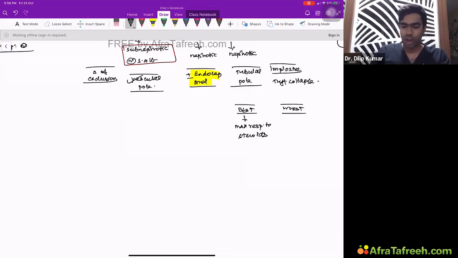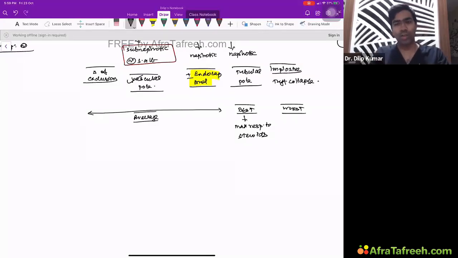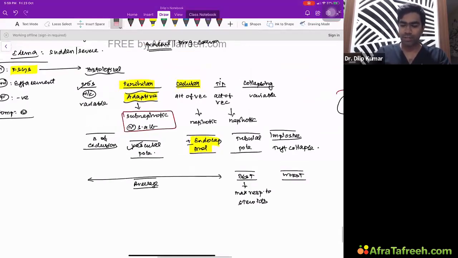And all these first three, NOS, perihilar variant and cellular variant, have an average prognosis. They don't have the best, they don't have the worst, they have an average prognosis, and the response depends on multiple other factors as well. Clear? So these are the five different types.